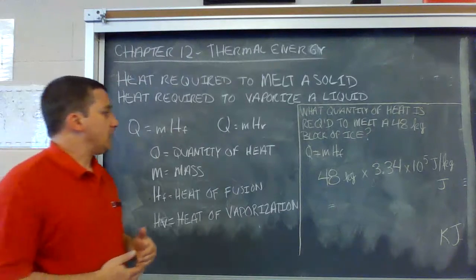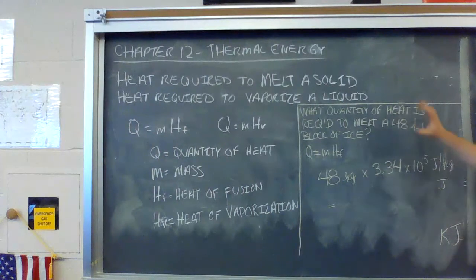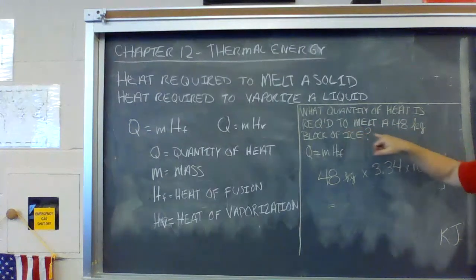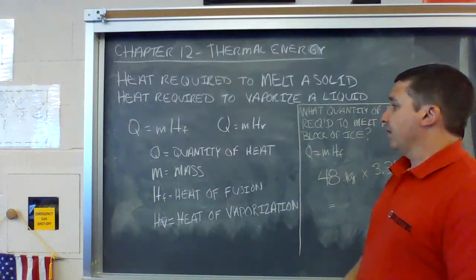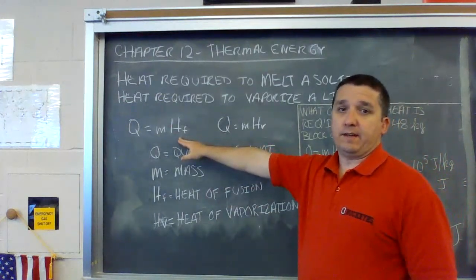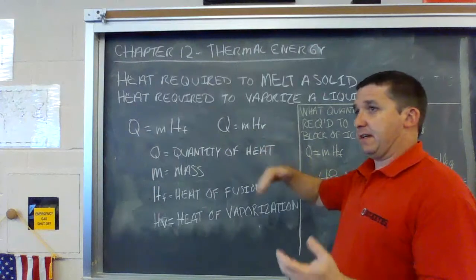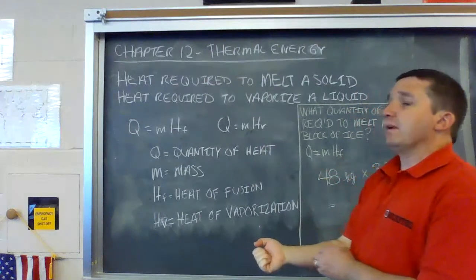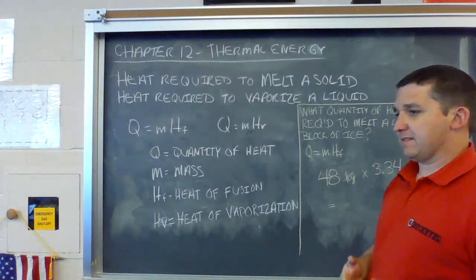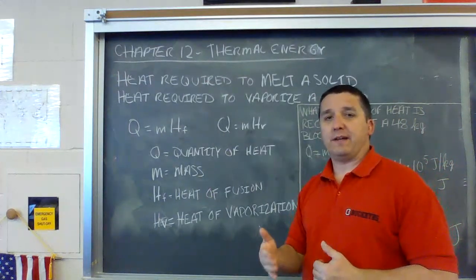So let's take a look at this example here. We want to calculate how much heat is required to melt a 48 kilogram block of ice. Since we're melting something, we know we're going to use this formula here, the heat of fusion. Again, if you're vaporizing something, it'll say, how much heat is it going to take to vaporize, and you're going to use this formula. If you think about vaporizing something, like a metal of some sort, you have to realize that's going to take an incredible amount of heat.